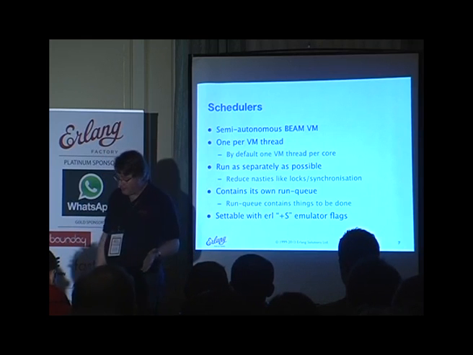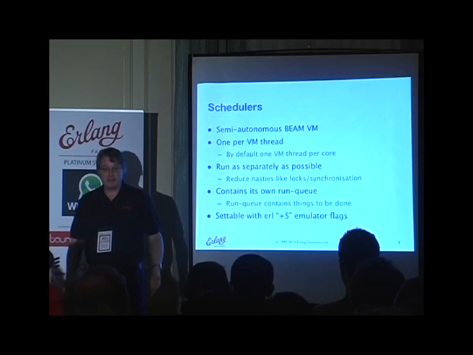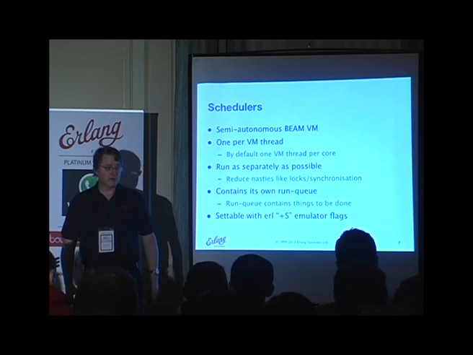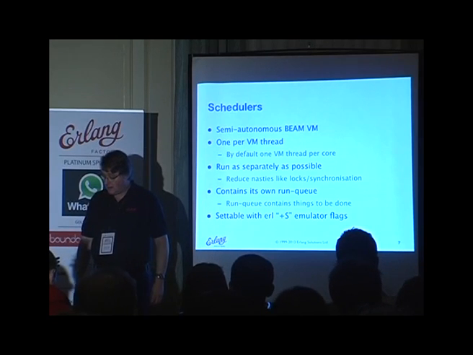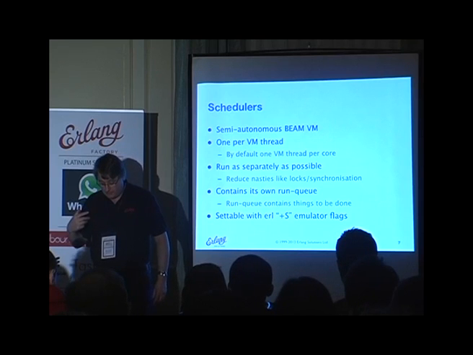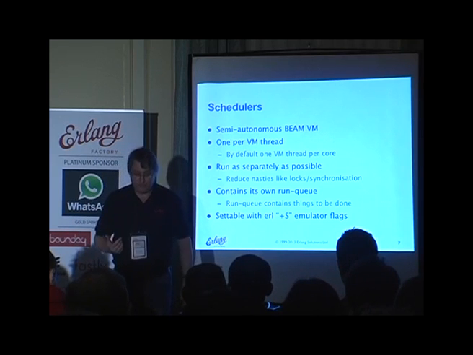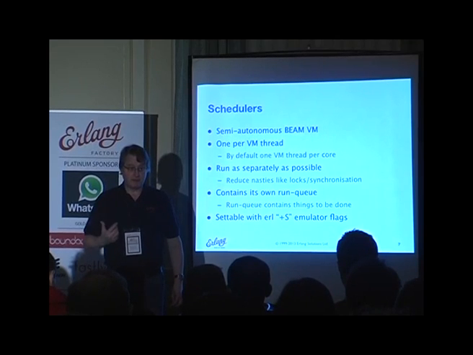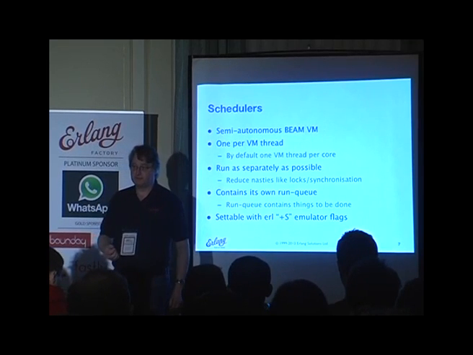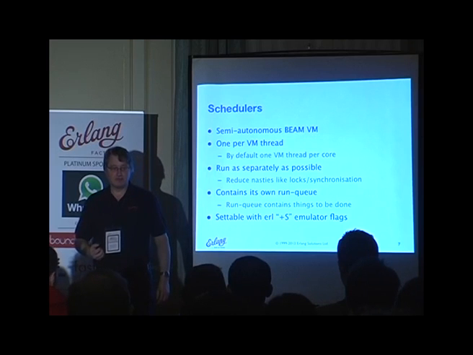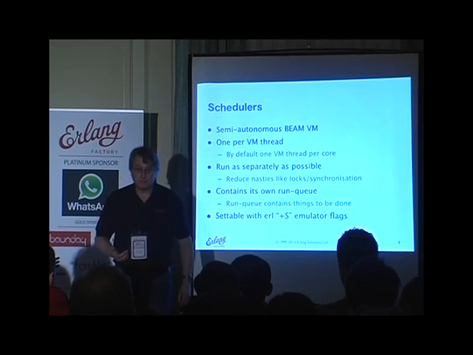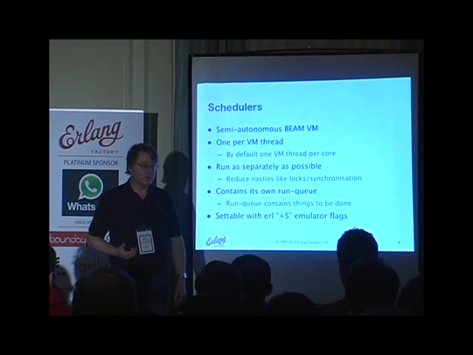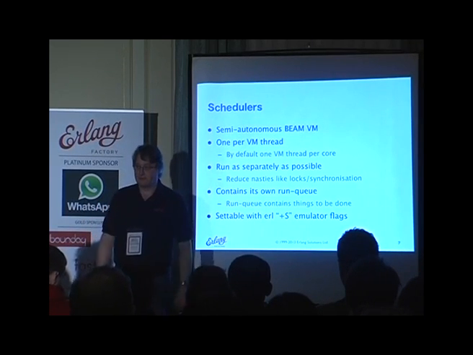And it says it tries to run as separately as possible. It, for example, contains its own run queue. So it contains its own set of processes it's trying to manage and run. By default, the Erlang system will start one VM thread, one scheduler per core in the machine. But you can control that. You can set how many schedulers you want. You can lock them or bind them to cores if you want to. Or you can just let the system do it for you.